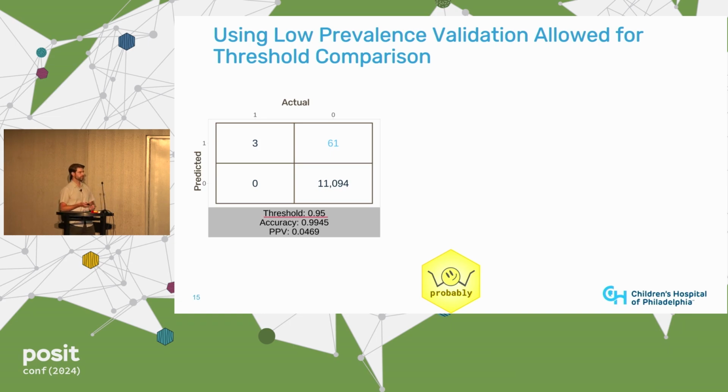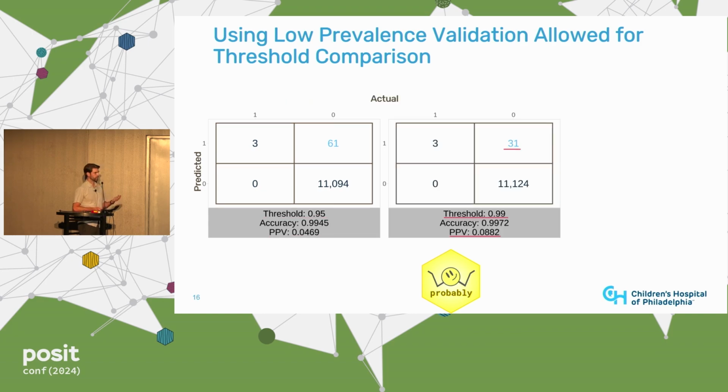Using, again, this unbalanced data set with a probability threshold of 0.95, we have 61 false positives and a PPV of 0.05, which is pretty low even at this high threshold, and which makes sense. We have a really low prevalence outcome. But one of our goals here was to see how high we could push this threshold while still capturing those 3 true positives that we know are in our validation data set. So again, using this probability package, we're able to iterate across thresholds. Here, we're bringing it up to 0.99. We see a reduction in the false positives and a slight increase in PPV to just under 0.09.